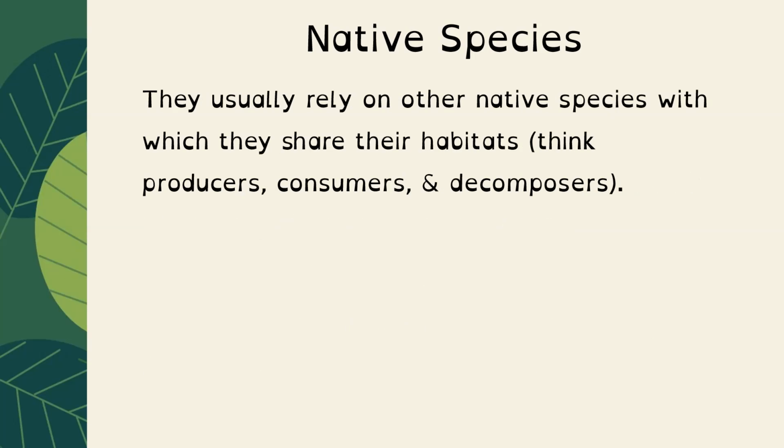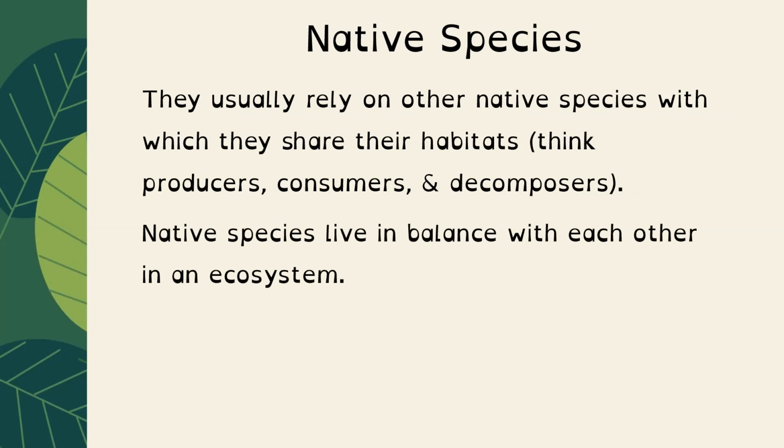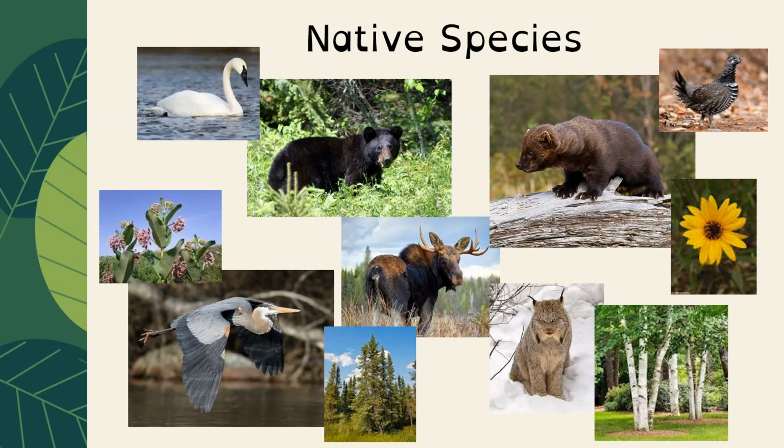They usually rely on other native species with which they share their habitats. So think back to producers, consumers, and decomposers. The native species in an ecosystem are going to be producers, consumers, and decomposers because they work together to thrive in that area. Native species live in balance with each other in an ecosystem. Remember, producers, consumers, decomposers, they always lived in balance. So here are a few native species to our area.